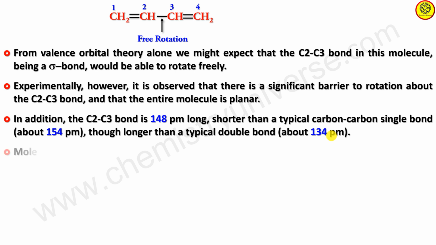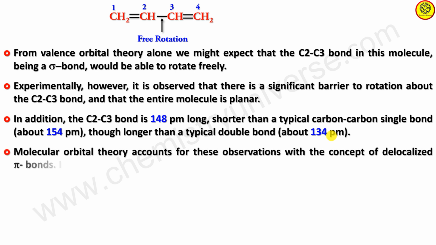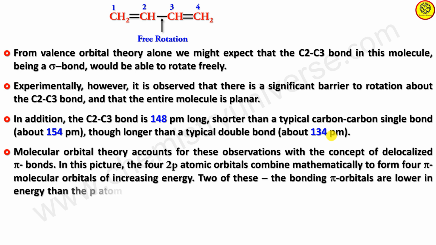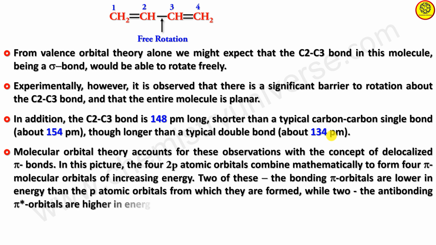The molecular orbital theory accounts for these observations with the concept of delocalized pi bonds. In this picture, the four 2p atomic orbitals combine mathematically, again to form four pi molecular orbitals of increasing energy. Two of these are called bonding, which are lower in energy than the p atomic orbitals from which they are formed, and two others are called anti-bonding, and they are higher in energy than the individual atomic orbitals. So let's have a look at this. This is going to be interesting.